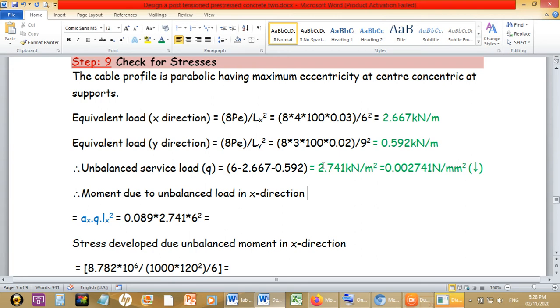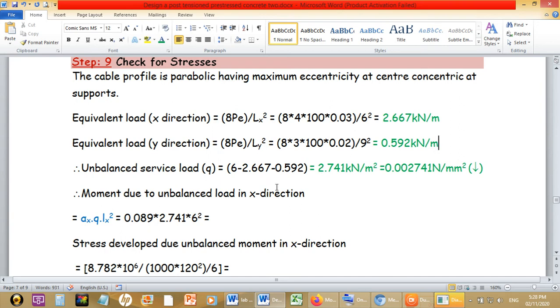Suppose if we get this term with a minus sign, then this load is acting in upward direction, right? Meaning all these loads are acting in upward direction, and this 6 kilonewton is acting in downward direction. Okay, so the total residual load is 2.741 kilonewton per meter square. This is for the unit area, so that's why the meter square unit is there.